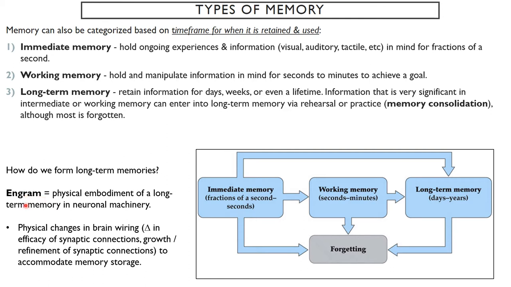There are physical changes that happen in, quote-unquote, brain wiring. Say, a change in the efficacy of synaptic connections, changes in NMDA to AMPA ratio, growth and refinement of synaptic connections, so you can get new synapse growth. Any of these things are just some of the features that we know are critical for the formation of memories, especially long-term memory.